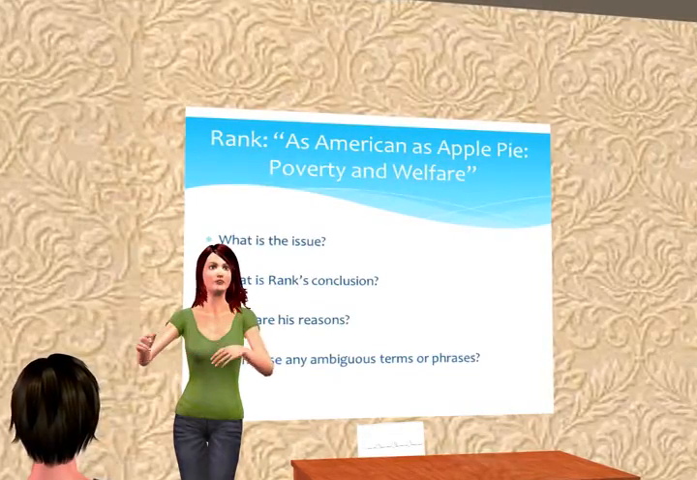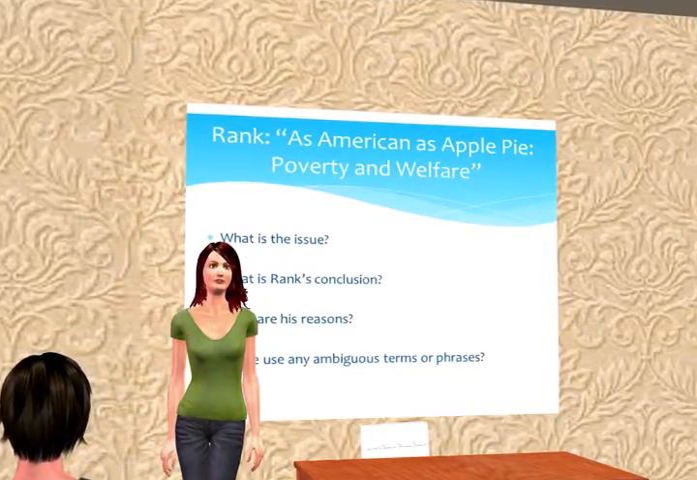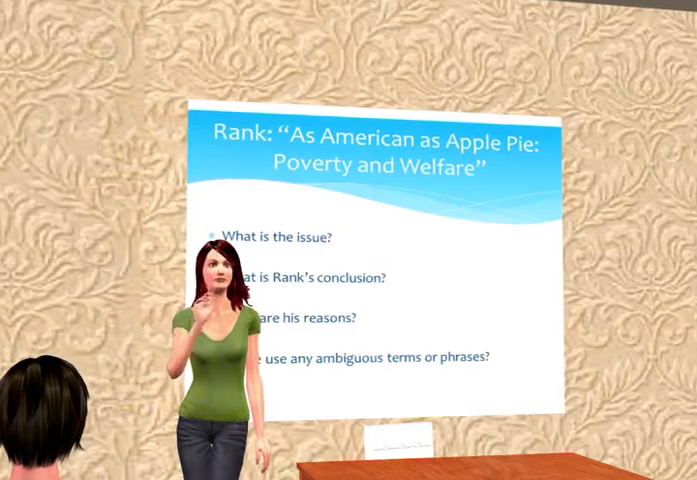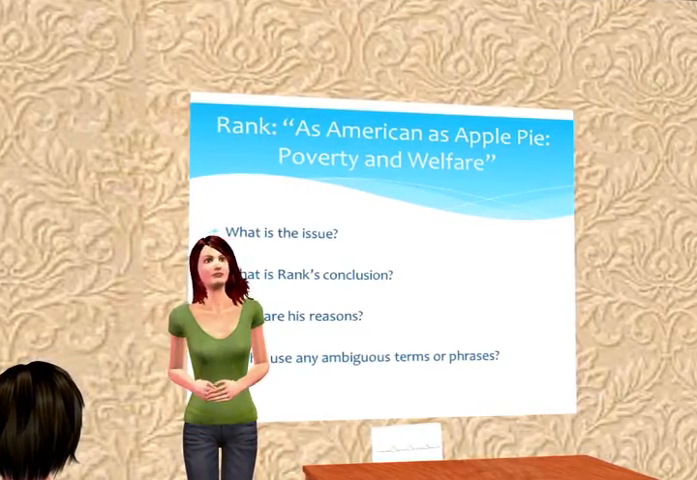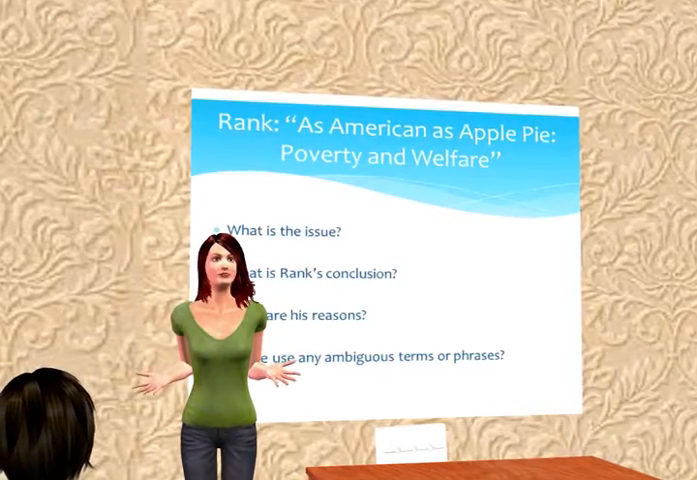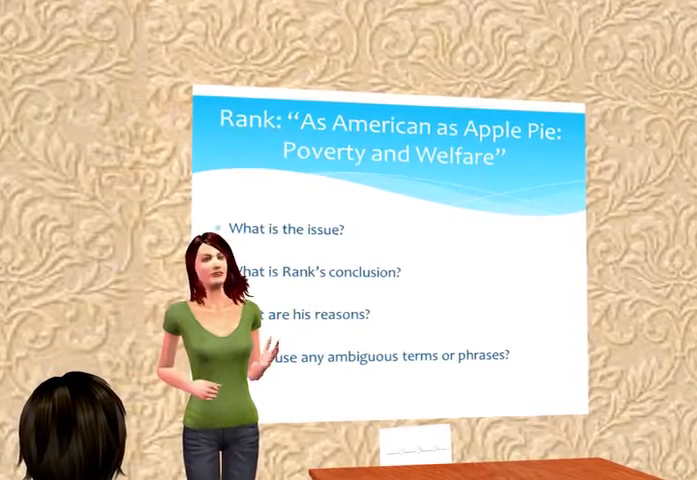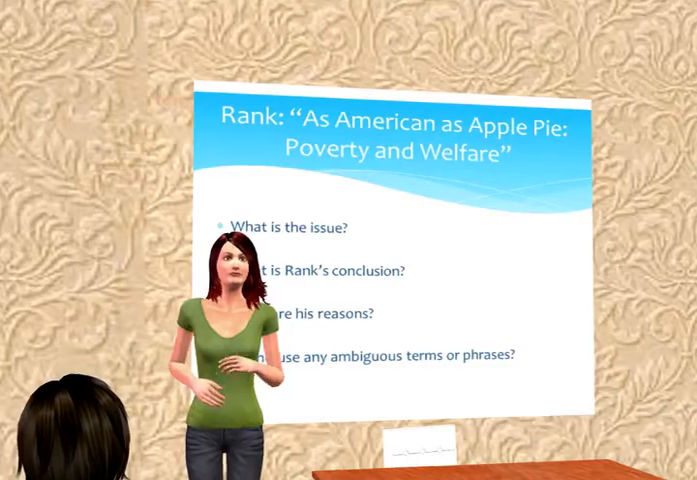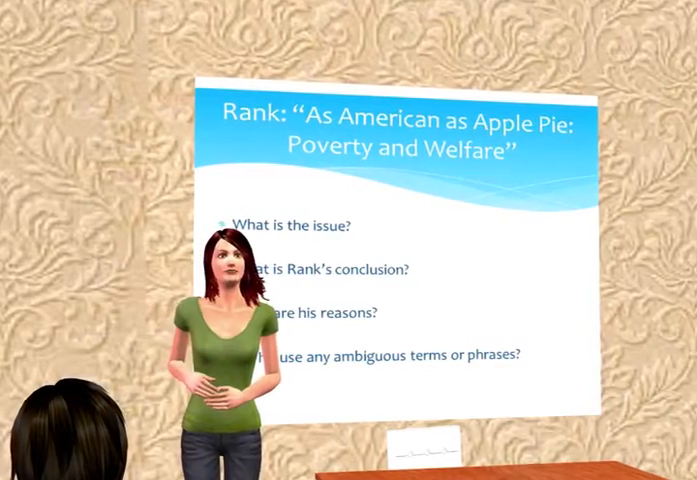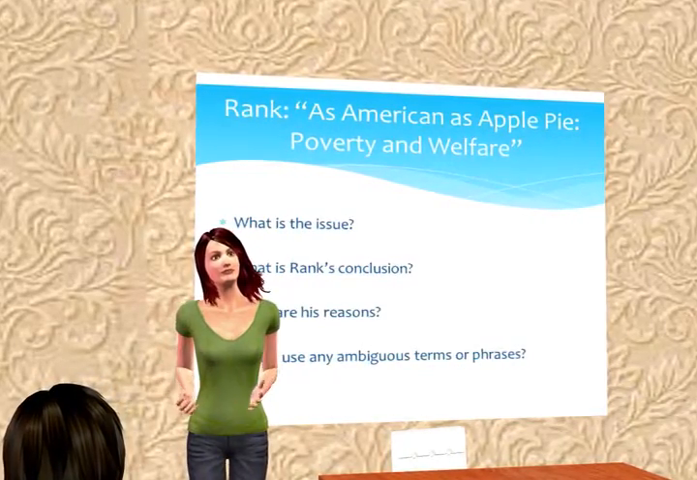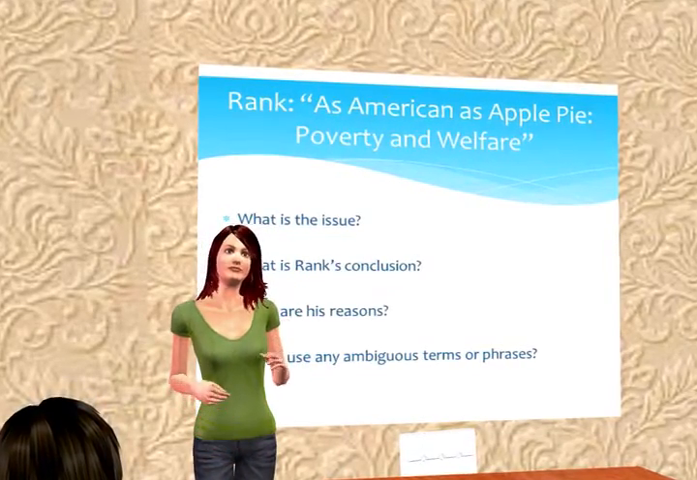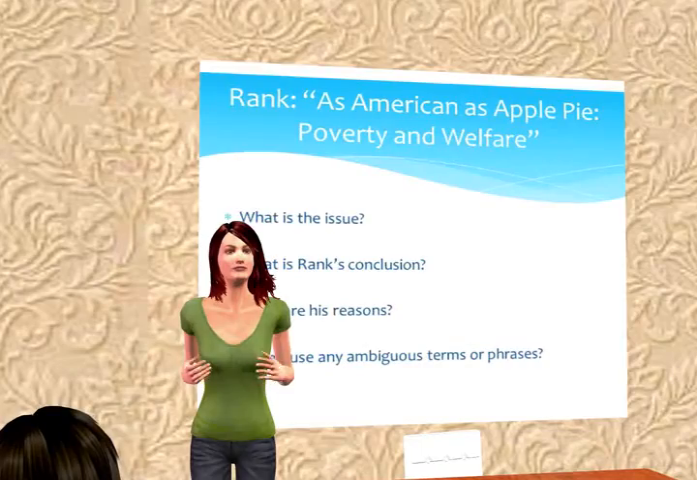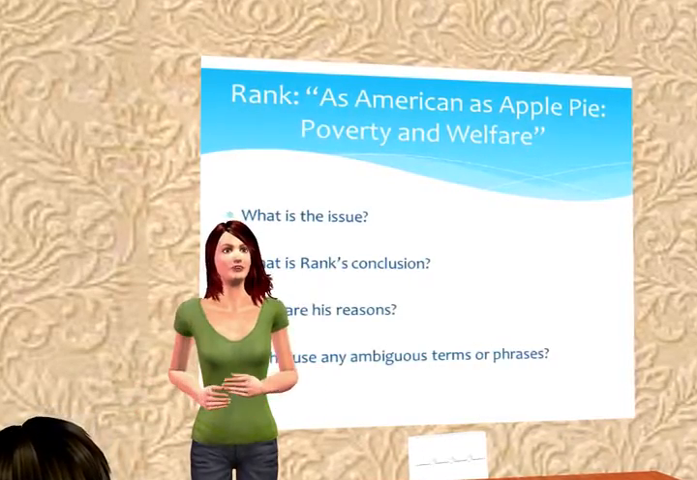So like we always want to do with every reading, what is the issue? We want to identify that. What is Rank's conclusion? What are his reasons? And thinking back to last week's module, does he use any ambiguous terms or phrases? Hopefully, you asked yourself, so Rank is talking a lot about poverty, but what does poverty necessarily mean? Poverty in this particular context can be quite ambiguous.